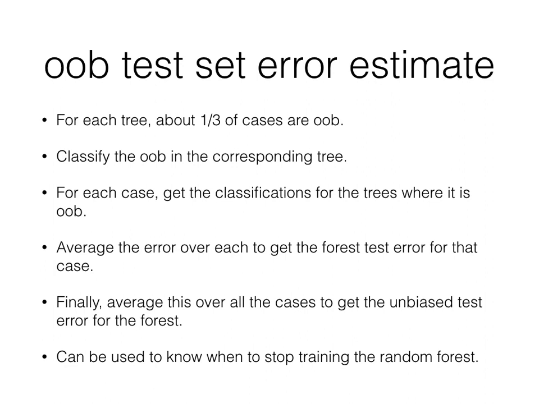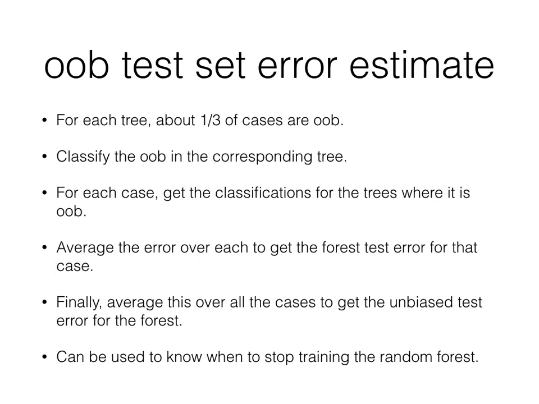So for each case in our data set, we get the error for the trees where it's in the OOB. And for the ones that aren't in the OOB, we don't worry about it. But for the ones that are in the OOB, we get the errors for each of those trees. We average them, and that gives us the error for that one data point. And then we do that for each of the different data points.